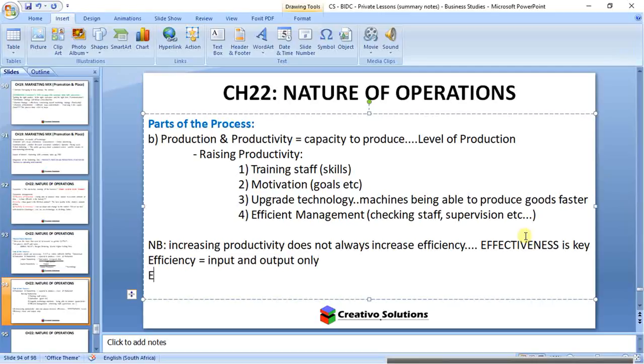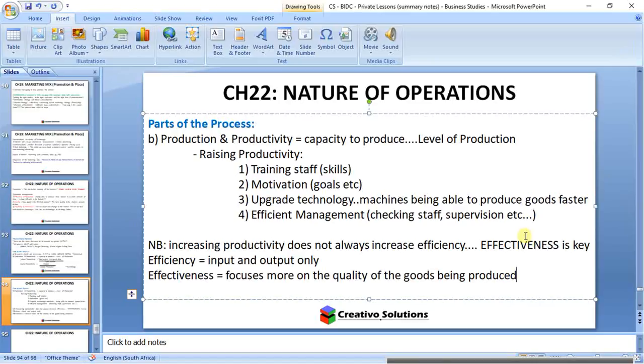Right, effectiveness focuses more on the quality of the goods being produced. Right, so effectiveness is actually the key. That's why productivity isn't all of it. I mean, yes, it's important. Being productive is very important, but if you're productive and you're not creating good output, good results, then what's the point?